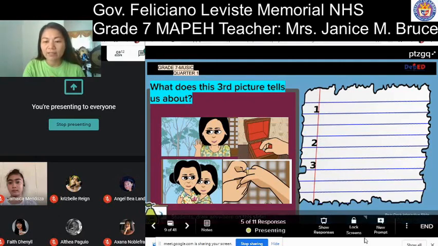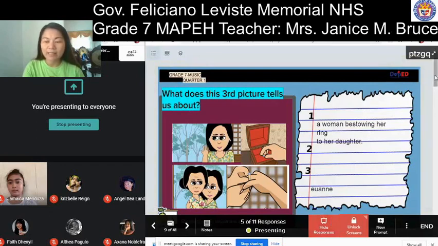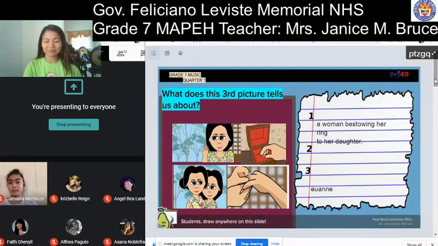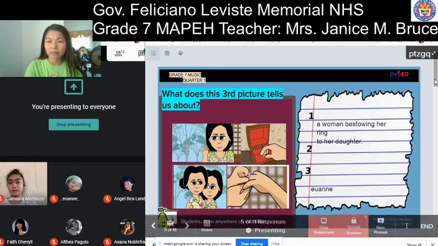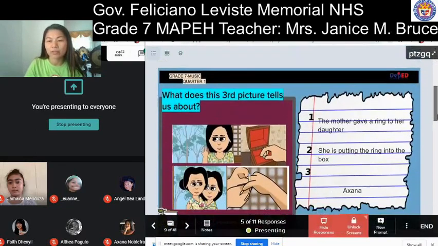All right, locking in the answers now. Oh, Yuan really is a good typist. Yuan, why don't you read your answer? The picture reminds me of a woman bestowing her ring to her daughter. Okay, a woman bestowing her ring to her daughter. So it's a present, right? Could be a present from the mother. Thank you, Yuan.